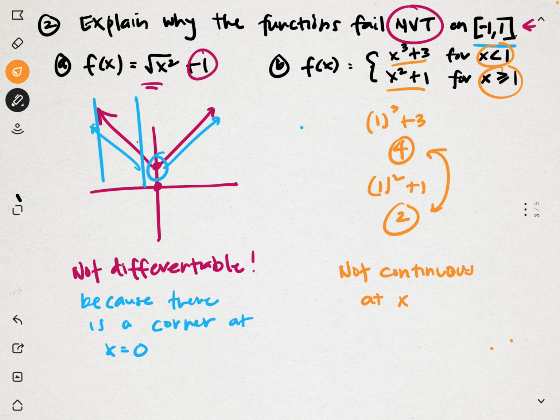At x equals 1. Okay, so we just explained why these functions fail to meet MVT. And again, the 3 criteria for MVT to be applicable is that it needs to be continuous, it needs to have a closed interval, and it needs to be differentiable over that interval.